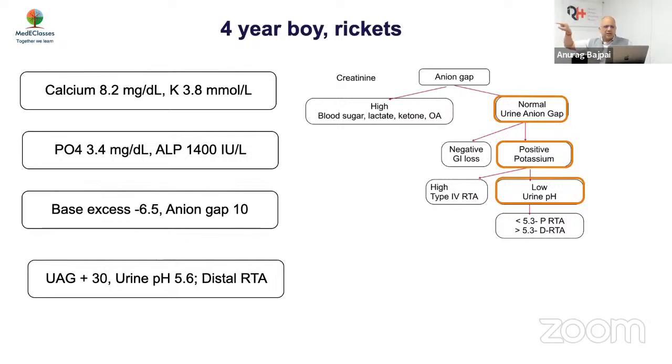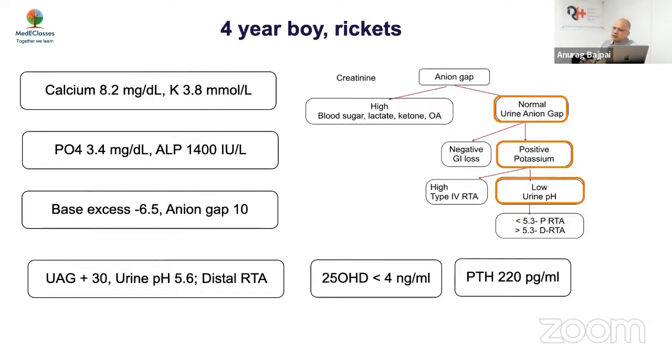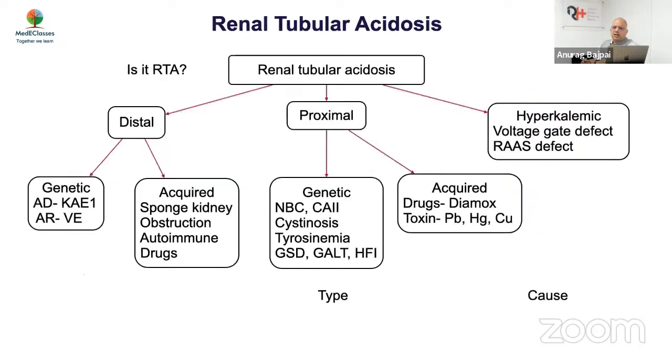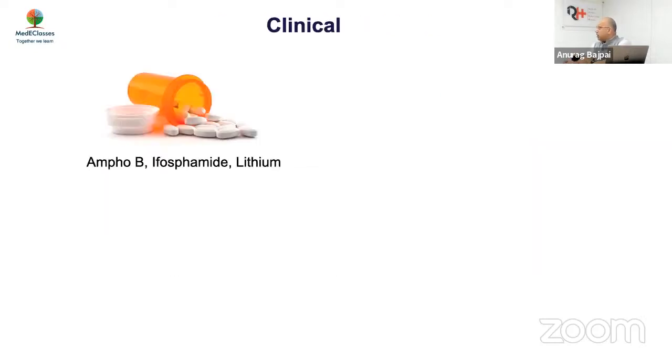So if you have a pH and bicarbonate level which is mildly problematic, I don't say that this is contributing to rickets. This is the effect of rickets rather than the cause of rickets. So to speak, this is secondary hyperparathyroidism, and vitamin D should be done in this case, which was very, very significantly deficient. Now, once we know the type, we can then go about evaluation.